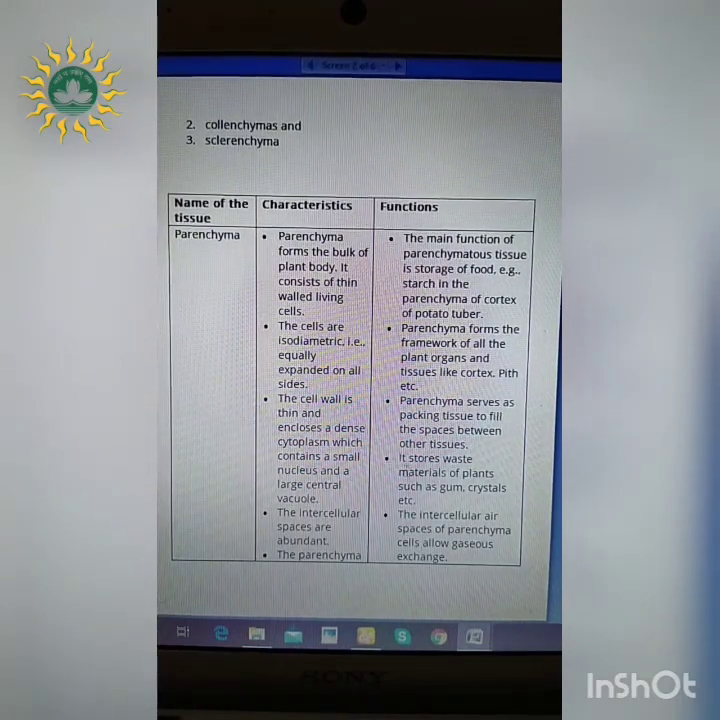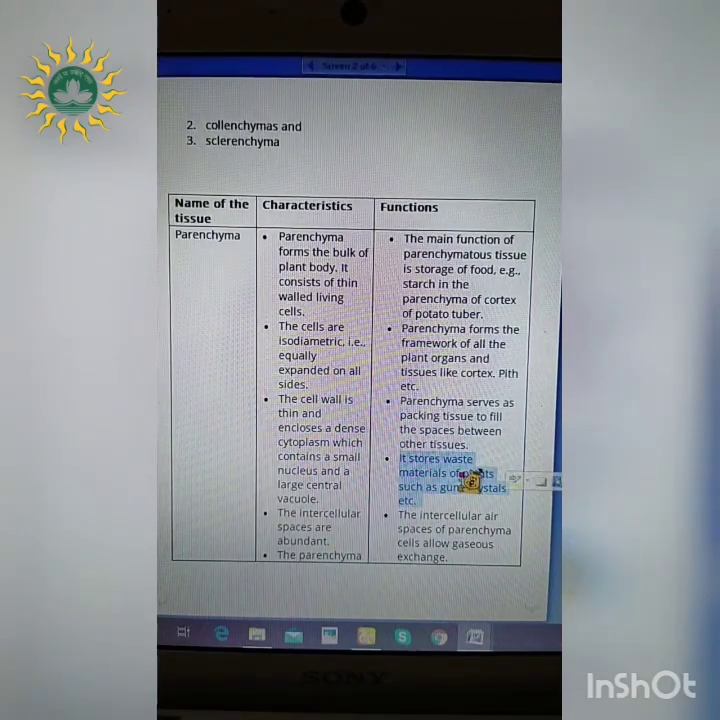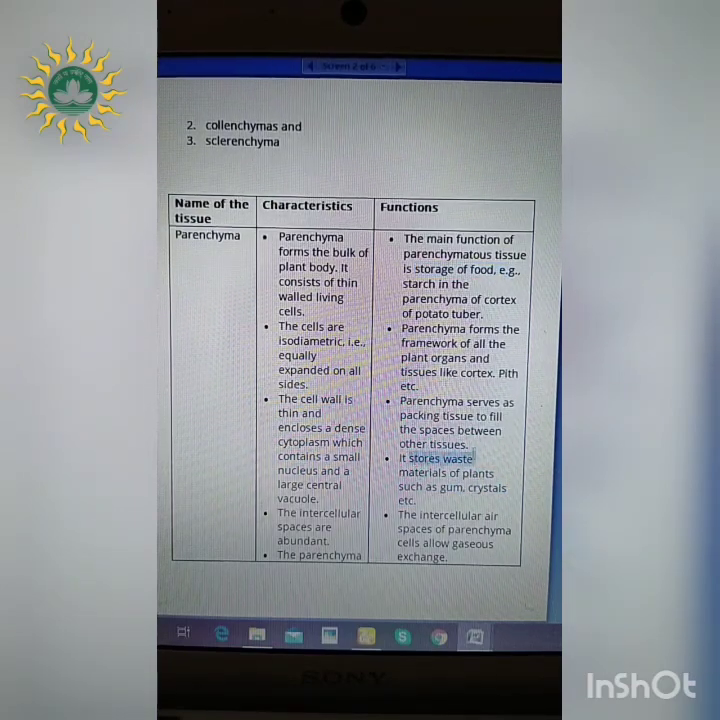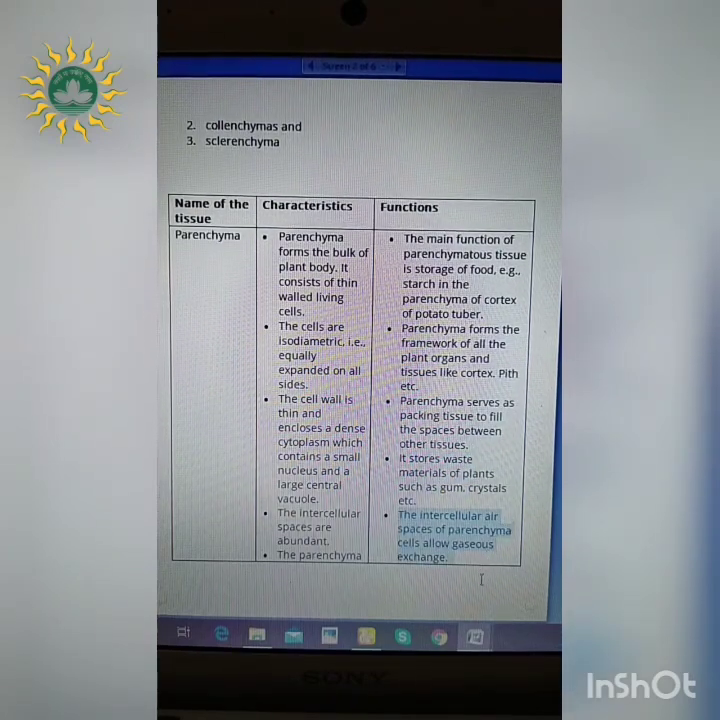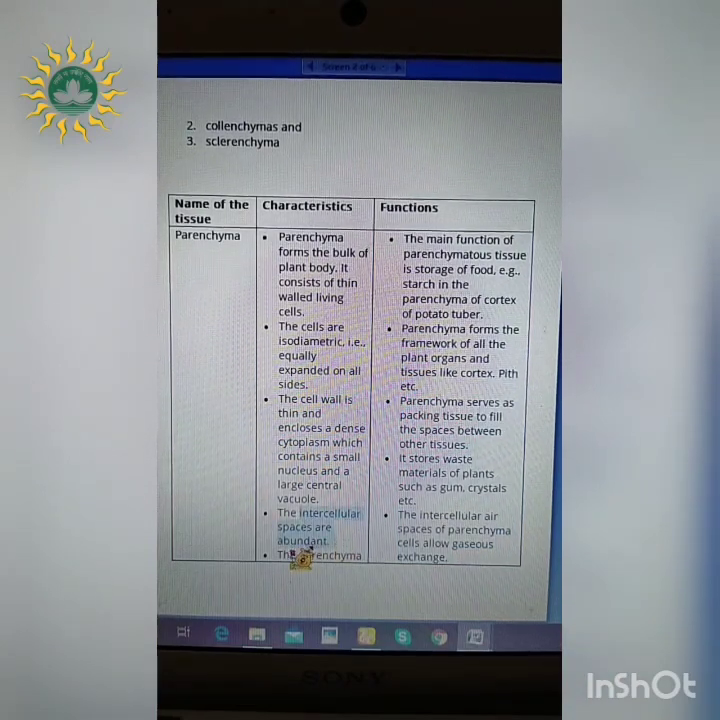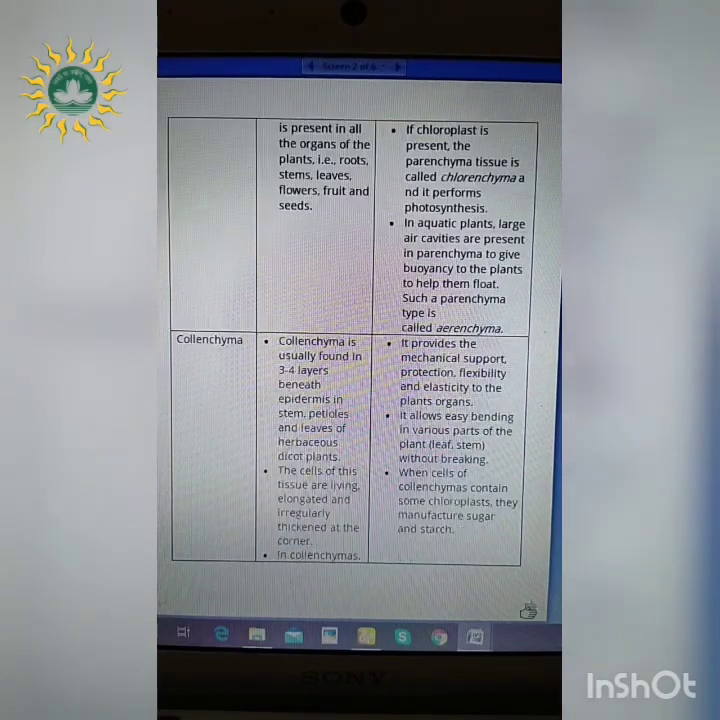Next, it stores waste materials of plants such as gums and crystals. So this acts as a storage of waste materials also. Firstly, we have studied it acts as a storage of food, so it acts as a storage of waste materials also. Next, the intercellular spaces of parenchyma cells allow gaseous exchange. We have studied that this tissue has abundant intercellular spaces, so because they are more, it also helps in gaseous exchange of the plants.